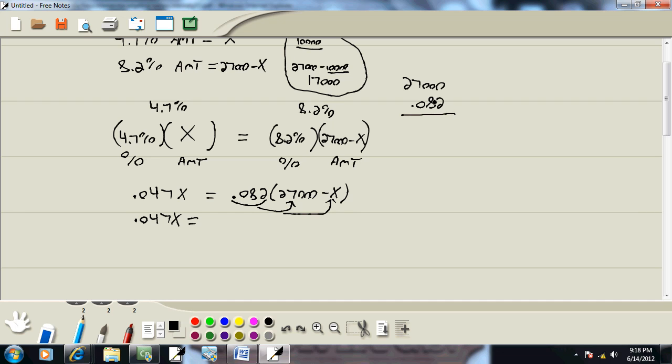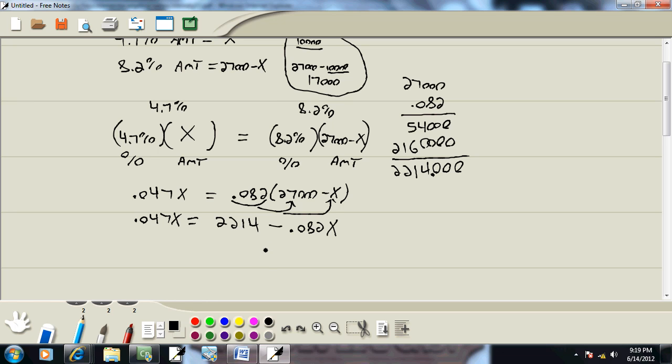So I'll take 27,000 times 0.082. Zero, zero, zero, 14, carry; then three zeros, 56, carry the 5, that's 21. So 1, 2, 3, 4, 11, 2, 2. Got 3 decimal places, so I have 3 here. That gives us 2214. And 0.082 times negative x gives us negative 0.082x.